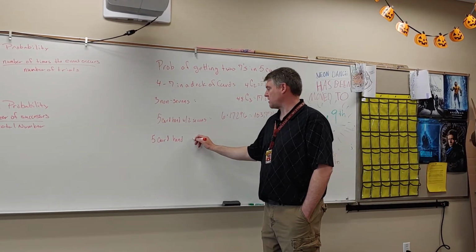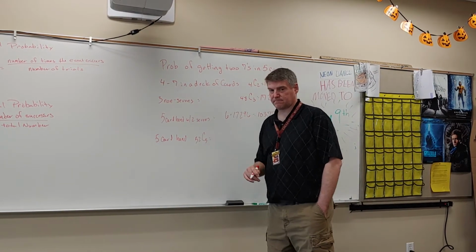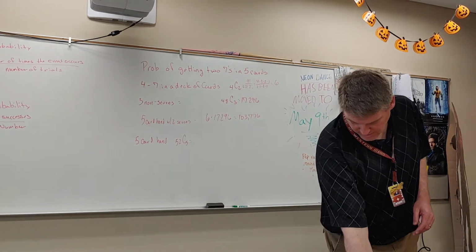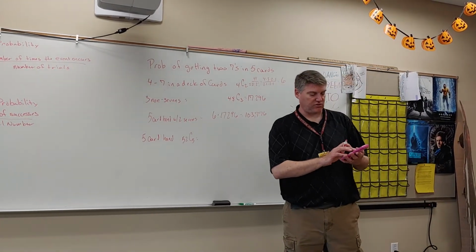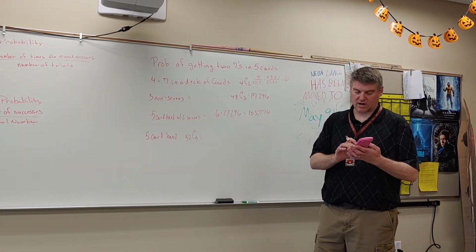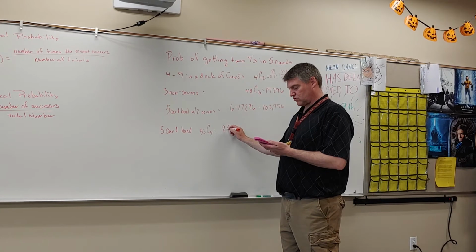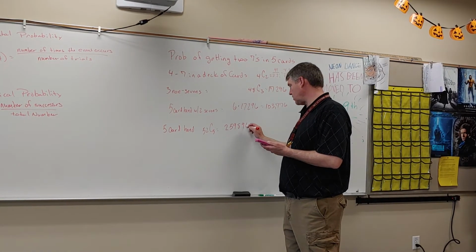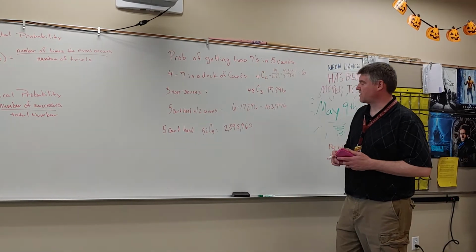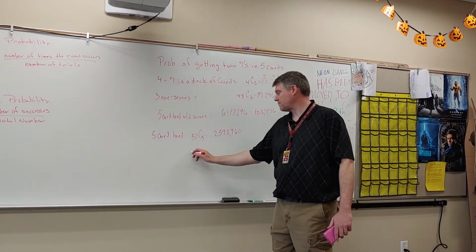What I'm going to do is I have 52 cards, and I'm going to choose 5 of them. Okay? So I'm going to look at 52 choose 5. I'm going to use my calculator again, 52, probability, nCr. I'm picking 5 cards. This gives me 2,598,960.